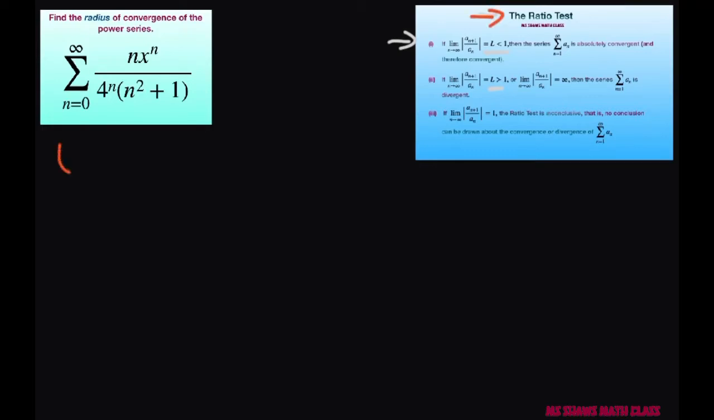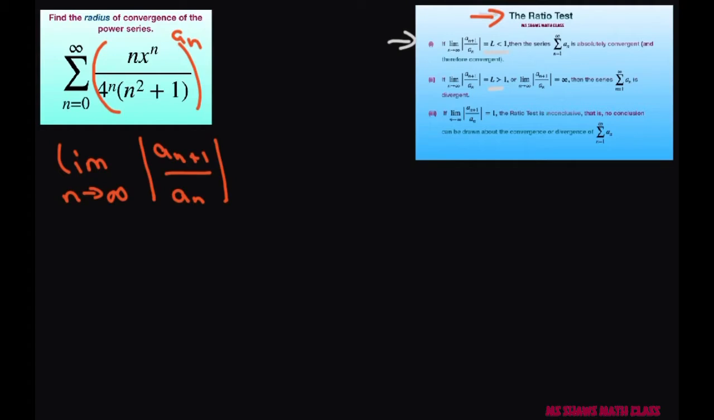So let me write it out. You have the limit as n approaches infinity of the absolute value of a sub n plus 1 divided by a sub n. This is your a sub n.